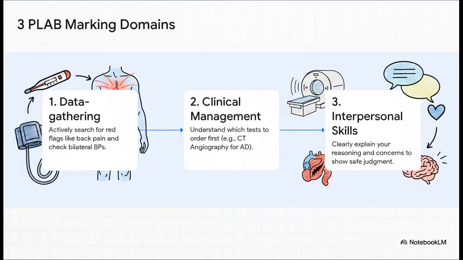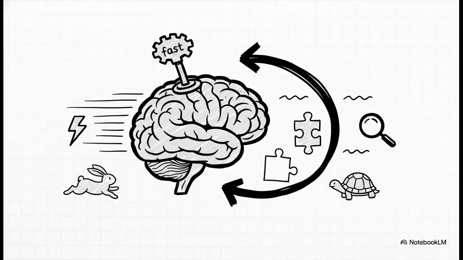So for data gathering, don't just ask, where's the pain? Actively hunt for the red flags. Say out loud, I want to check the blood pressure in both arms. For clinical management, you have to know that if you suspect dissection, the next test is a CT angiogram, not the cath lab. And for interpersonal skills, just say what you're thinking. Tell them, the pain radiating to the back is a red flag for me, so I need to rule out an aortic dissection.